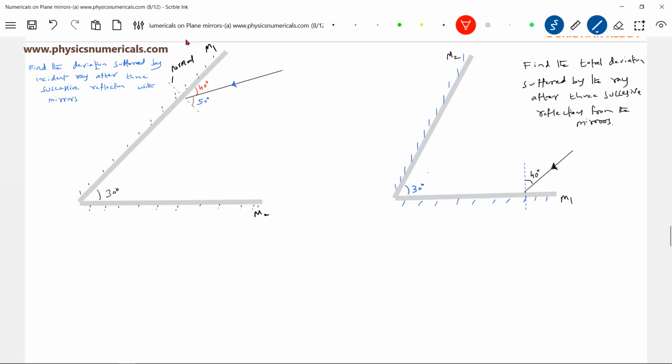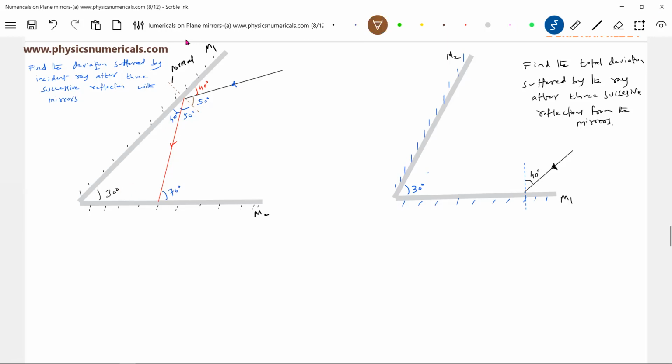After reflection, the ray, I think we have to draw carefully. In whatever direction, you should not send the reflected ray. So this angle must be how much? 50 degrees. So this angle will be 40. And then the sum of these two angles, 40 and 30. The exterior angle should be equal to the sum of interior angles. So therefore this angle will be 70.